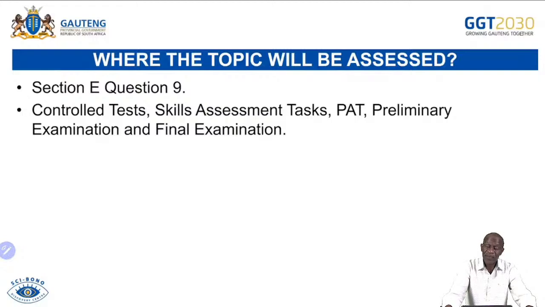Where will it be assessed? You'll be assessed on this topic in section E, question 9 of the final examination. You'll also be assessed on this topic during the controlled test. You'll also be assessed on the skills assessment task. The topic will also be assessed in the PET preliminary examination as well as the final examination. Just bear in mind that it constitutes section E and it will appear as question 9 in your final examination.